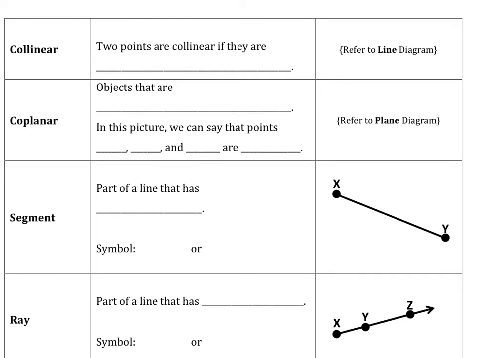Collinear means points that are on the same line. If I draw any line, points that are collinear are on the same line. Coplanar is along a similar idea. Coplanar is simply objects, so points, lines, rays, whatever, that are on the same plane.